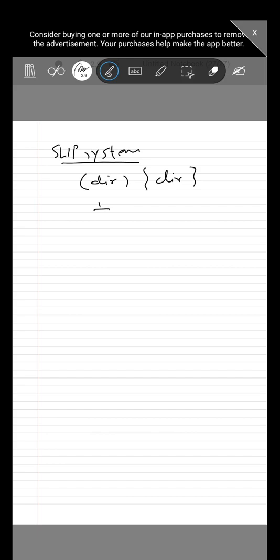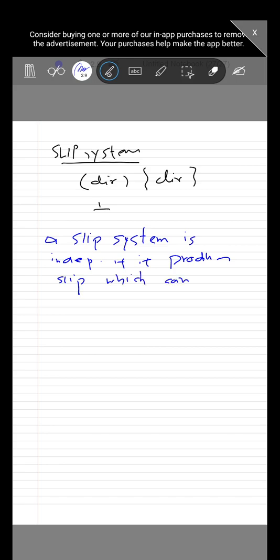Now, a slip system is independent if it produces a slip which cannot be achieved by any combination of slip on the other systems.